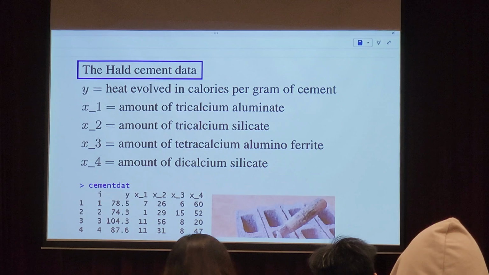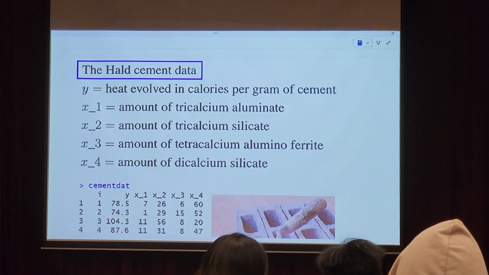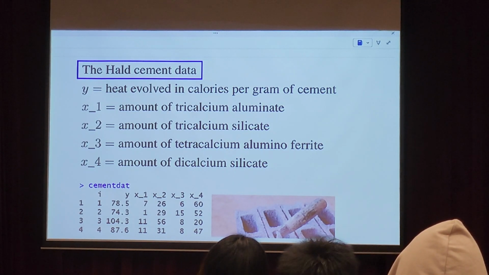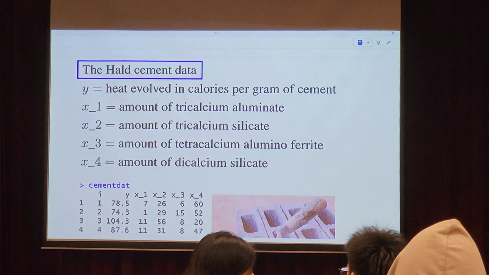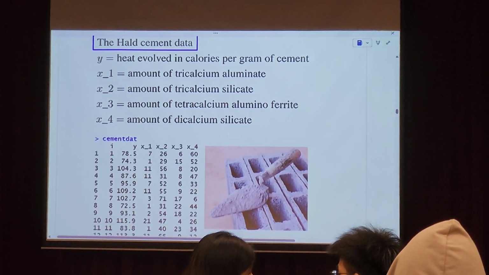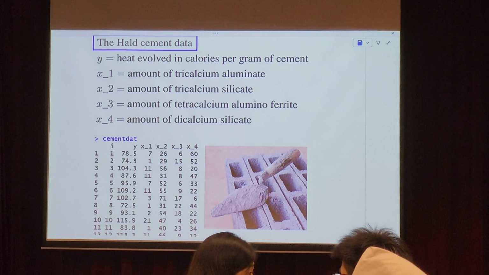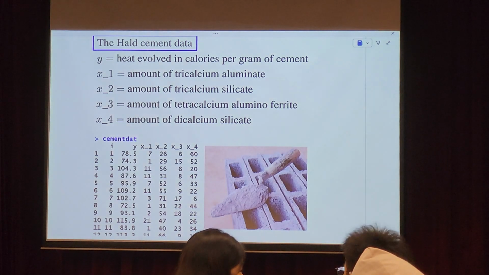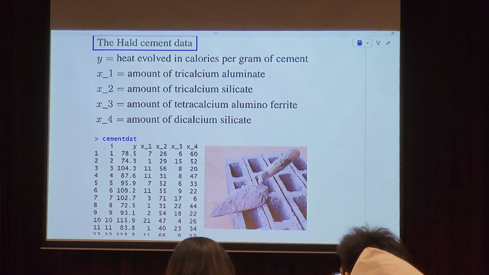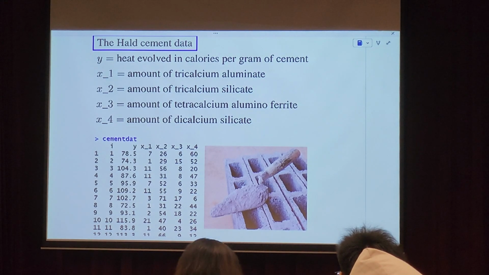Now, here is an experiment to predict the heat evolved in calories per gram of cement. So in cement, you have these four important ingredients: tricalcium aluminate, tricalcium silicate, tetracalcium aluminoferrite, and dicalcium silicate. All these are chemical names, you know. If you are studying chemistry, probably you know.